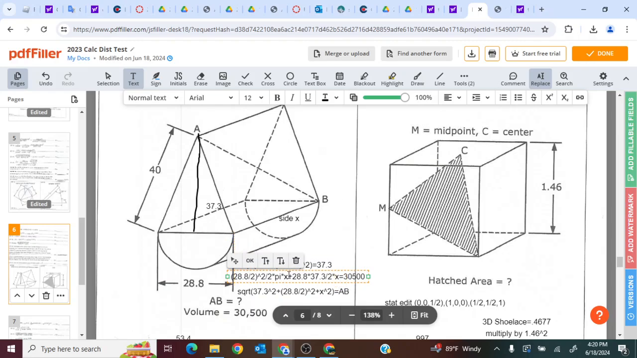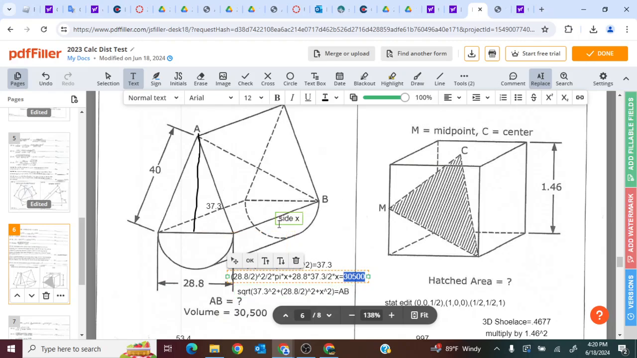semi-cylinder in a way. And then you have to figure out this volume up here, which is the area of this triangle, base times height over 2, times the unknown side x, as shown here. And all that is equal to 30,500.